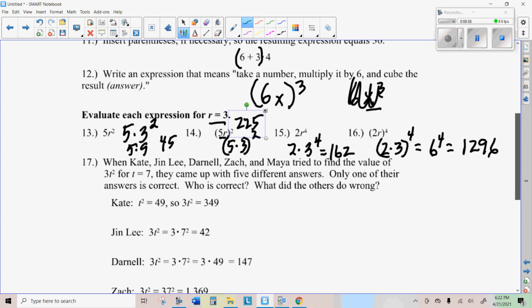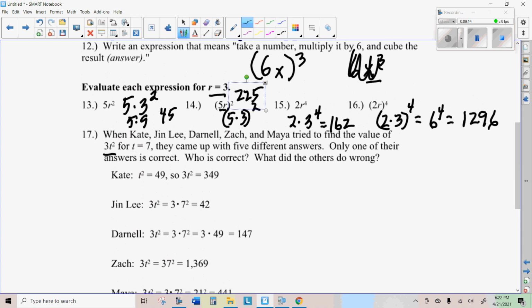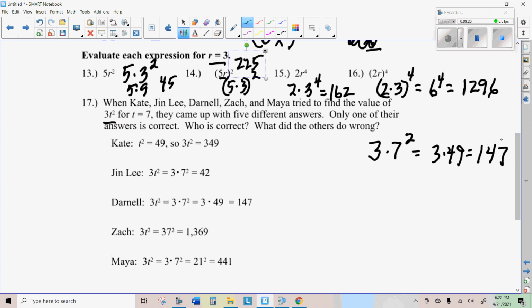Okay, when Kate, Jen Lee, Darnell, Zach, and Maya tried to find the value of 3t squared for t equals 7, they came up with 5 different answers. Only one of their answers is correct. Who is correct? Why don't you try it on your own and see what you get first? All right, I think Darnell's got it because he sure got what I got.